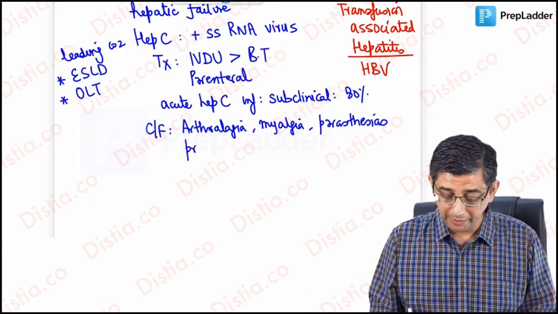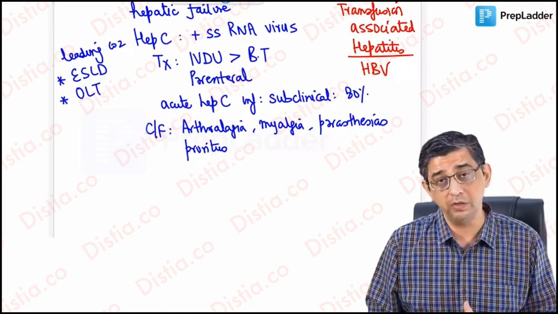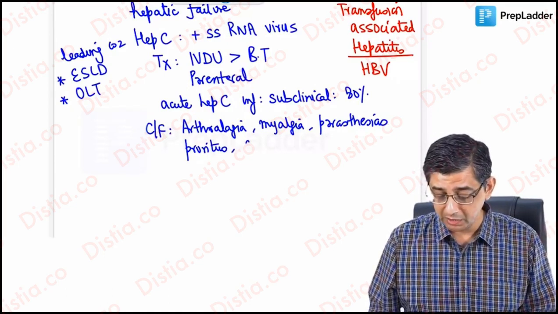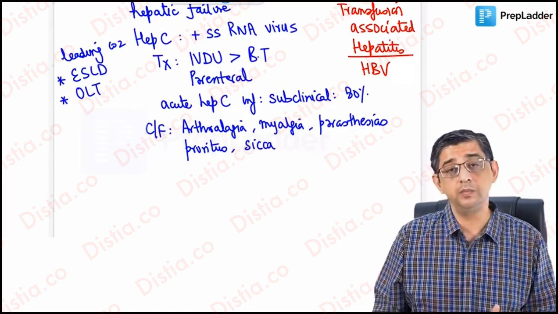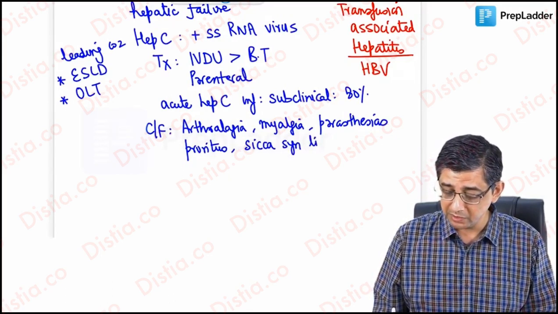Now, I'm not talking about intractable pruritus that is seen in obstructive jaundice, but yes, pruritus is one of the manifestations, and additional ones sometimes can be dry eyes and dry mouth. So even Sicca syndrome like manifestations can be present in this condition.